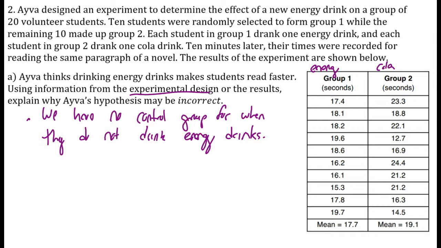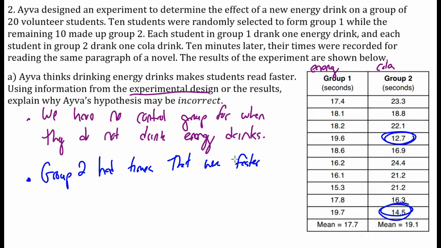Another error, which was not obvious to me at first, is an example that New York State gave as a response. If you look here in Group 2, that guy read really fast. That guy also read really fast. Those times are actually both quicker than all the times in Group 1. So Group 2 had times that were faster than Group 1. That's more talking about the results, but I think the experimental design piece is a crucial flaw in her experiment. She should have done energy drinks and no energy drinks, not cola. But anyway, let's continue on.